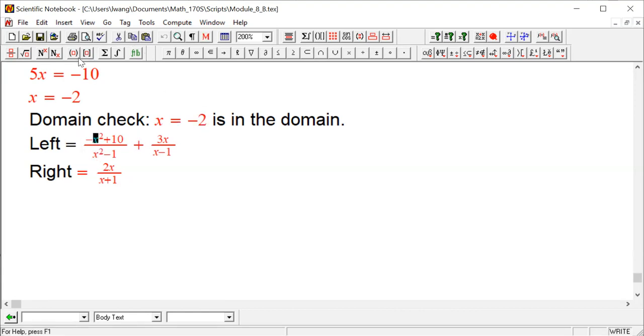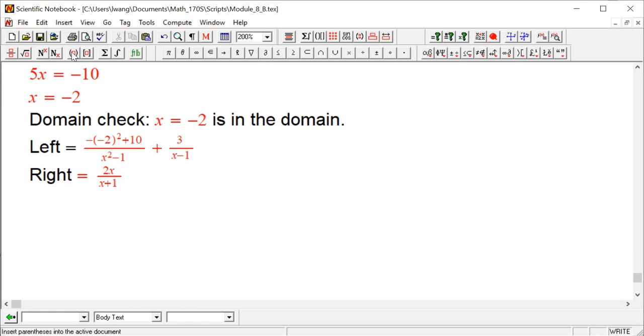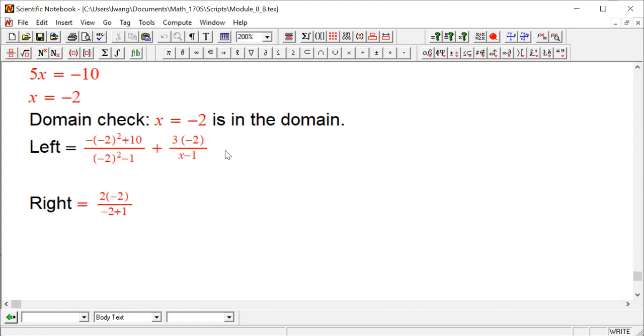So here, x equals negative 2, and over here we put negative 2, and over here negative 2, and over here, of course, negative 2, and negative 2 over here. Everywhere there's an x, we replace it with negative 2 and check whether the left equals the right.